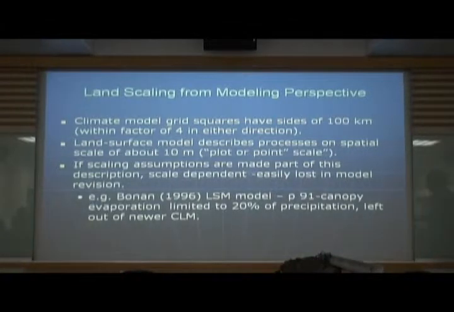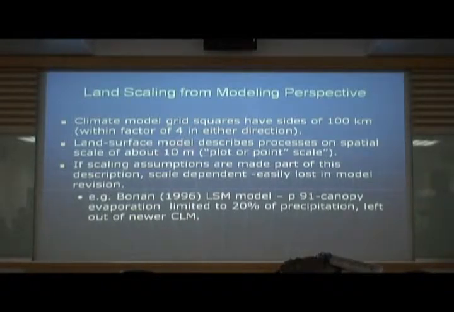So from the land viewpoint, we've got grid squares that are roughly 100 kilometers within a factor of 4 in either direction. You get down to 25 kilometers, it's kind of hard to run that globally, but you can. And some people run the climate models that are still out to about 500 kilometers, primarily now, I think, for doing paleoclimate studies where you want to run for very long periods on your PC or something.